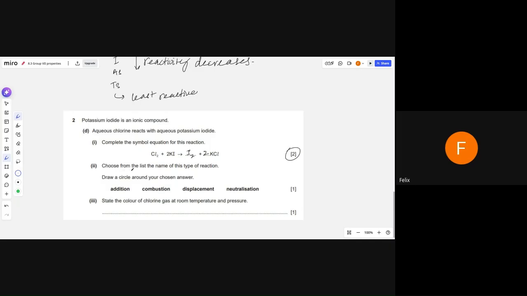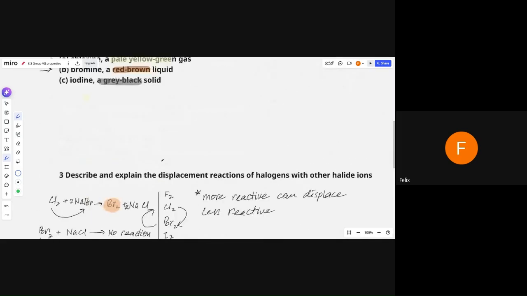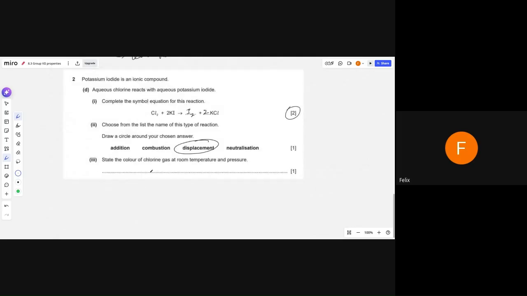The next question is choose from the list the name of this type of reaction. That is the displacement reaction, right? Single displacement. So state the color of chlorine gas at room temperature and pressure. Again, it's a memory-based question. We learned that it is pale yellow green, right? So you can answer by saying yellow green, yellow or green. Yep. So this is how they ask questions.